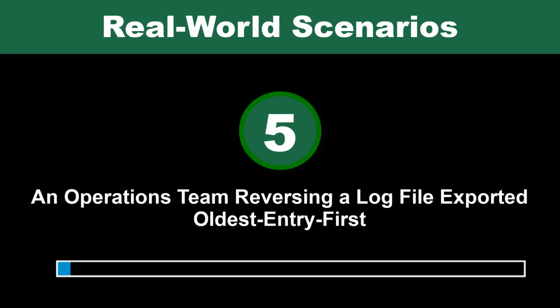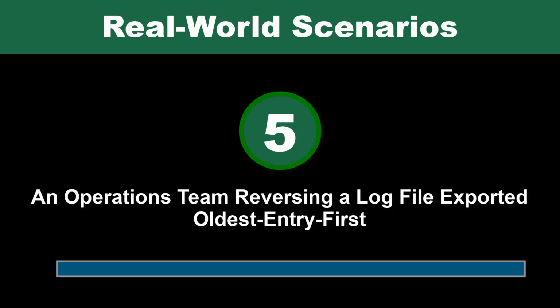An operations team reversing a log file exported oldest entry first. An operations team exported a system event log into Excel for incident analysis. The log always came out oldest first, making it necessary to scroll thousands of rows to find the most recent events relevant to the current incident. Every investigation started with this same frustrating step. Reverse Vertical became the team's standard first step after each export. One click flipped the log to newest first on a new sheet, cutting the time to reach relevant events from minutes to seconds.